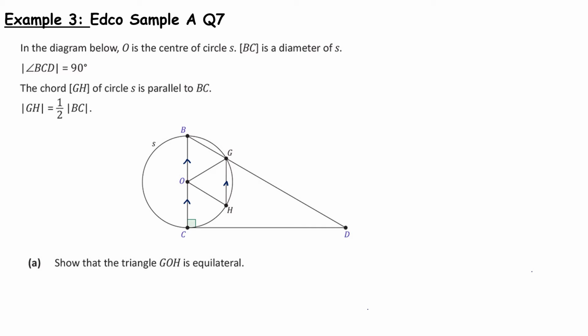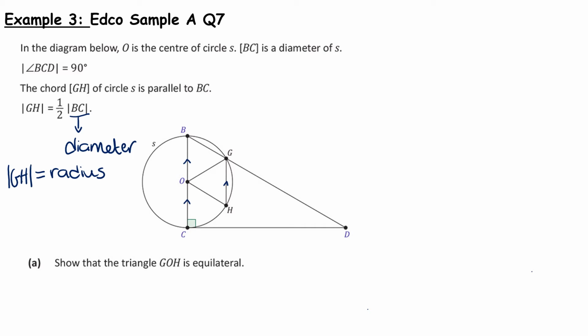Now, that's really interesting because remember, BC was the diameter. So if I asked you what is half the diameter, hopefully you'd be able to say it's actually the radius. Now, I'm not saying GH is the radius. What I'm saying is the length of GH is equal to the length of the radius. And why that's interesting is because we're going to start playing around with these triangles. So bear in mind here that the length of GH is going to be equal to the radius.